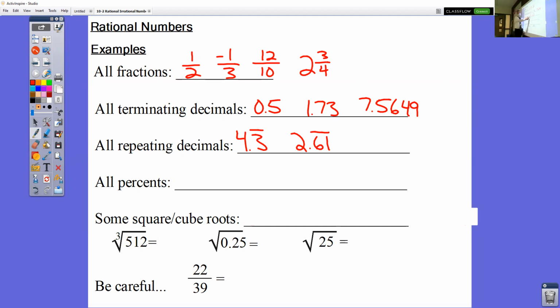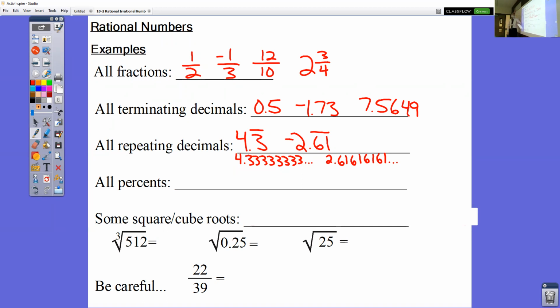Remember that you might see these numbers written a little bit differently. 4.33333333333 with a ... at the end. That is a repeating decimal. Or here with 2.61, you would see it as 2.61616161 ... at the end. They could be negative as well. All of these decimals, you could have a -1.73, you could have a -2.61, positive and negative, it doesn't matter.